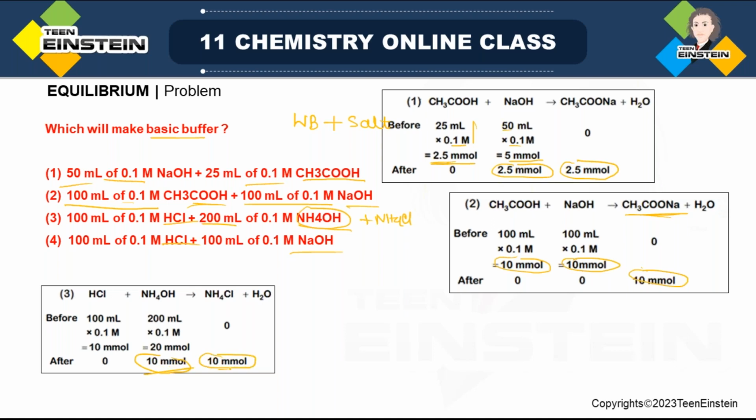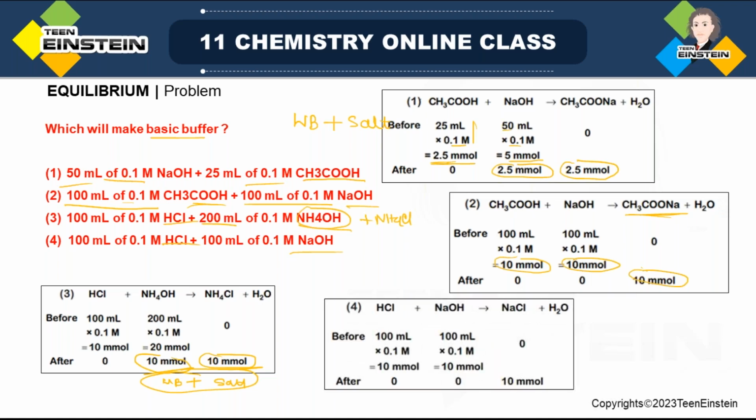So what is remaining? We have salt, we have weak base. So option 3, as we have already guessed, is actually giving you the correct option. You don't have to do full calculation, though I am showing it because if you are interested, obviously we should see the full calculation, but even without doing calculation, we can choose the correct answer.